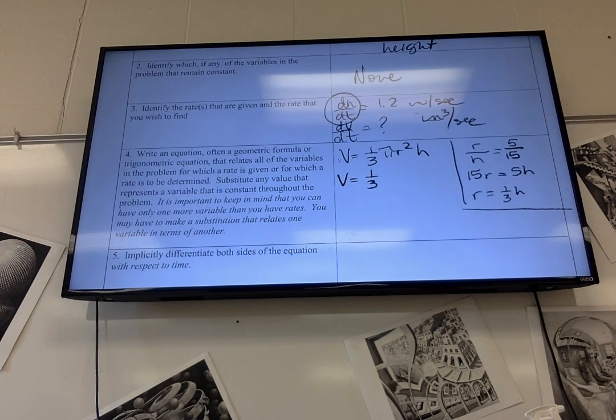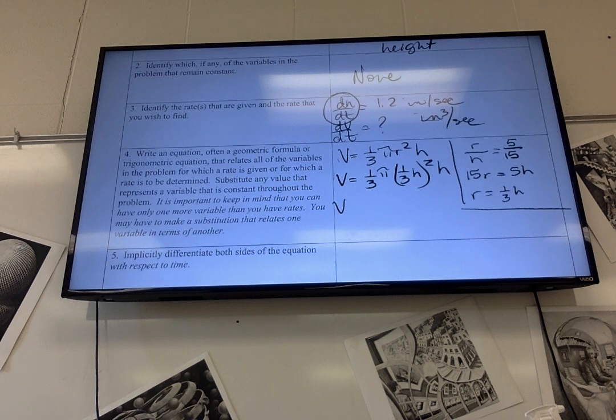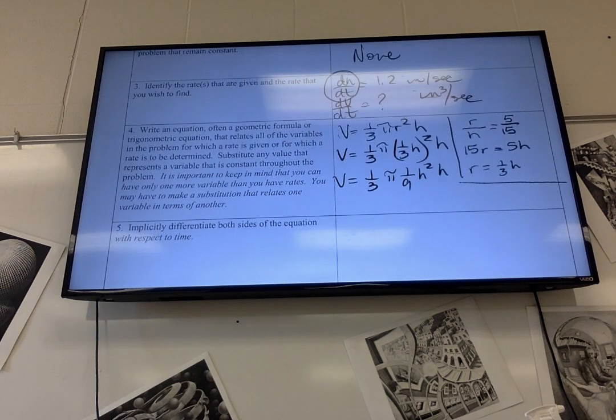I'm going to replace R with 1/3 H. So 1/9 H squared. So 1/3 pi, 1/9 H squared, times H. So that's 1/27 pi H cubed.